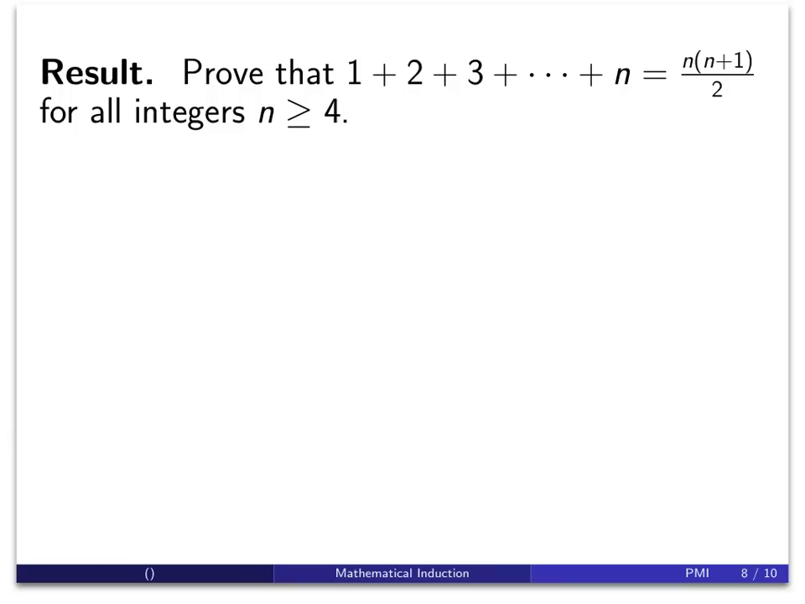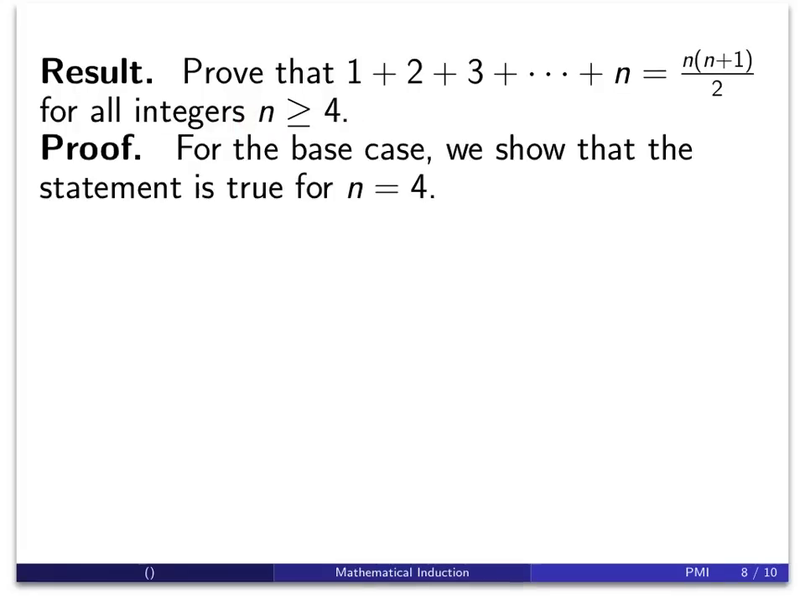So another example, just to help out with the understanding, we're going to prove that the sum of the first n positive integers, 1 through n, is equal to n times n plus 1 over 2, whenever n is greater than or equal to 4. Okay, I'm being a little bit obnoxious here. Why did I say n is greater than or equal to 4? Because I wanted to. That's how you're going to have to take it.